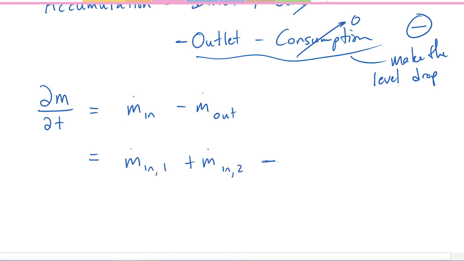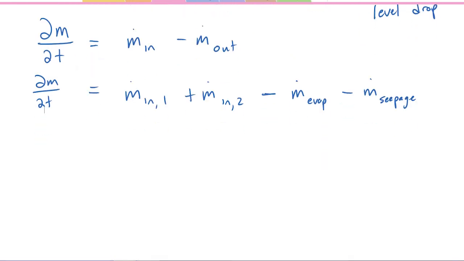Then I'm going to write out my inlet terms and then my outlet terms as well. So evaporation and seepage, those are outlet terms, and I had the two inlet streams. I don't have any outlet flow. I would if the level rose and it got above a certain level. It would flow through the outlet drain.